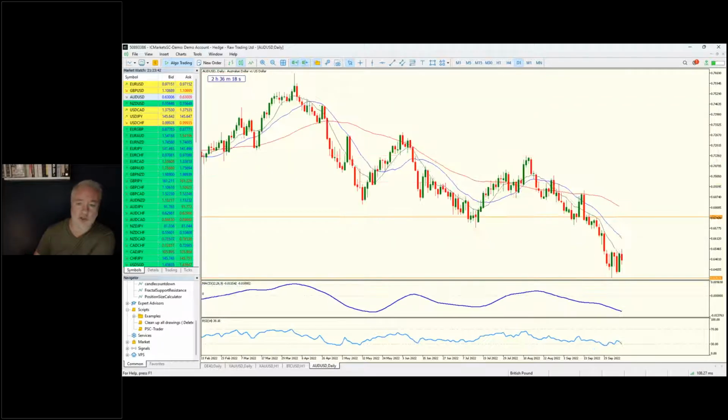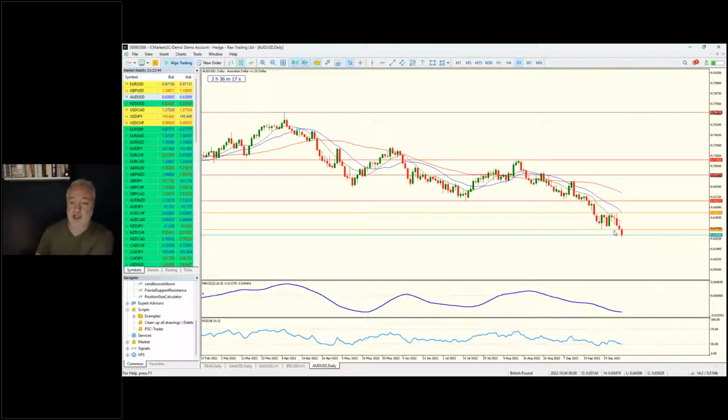So we're going to look at Aussie dollar. So Aussie dollar today just broke through. It continues its bearishness to the downside. So the Australian dollar is weaker. And I'm going to show you some scanning processes that I use that help.